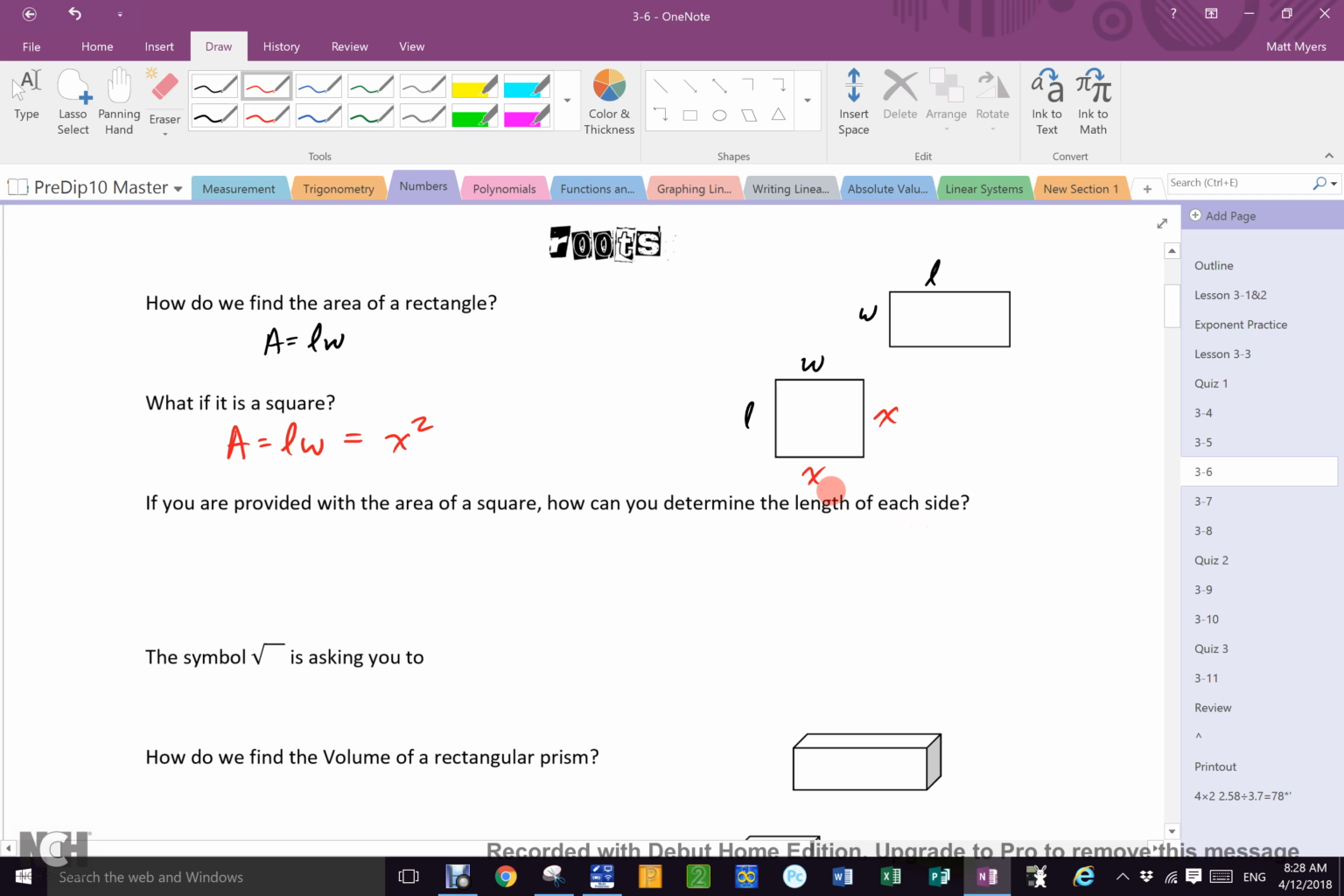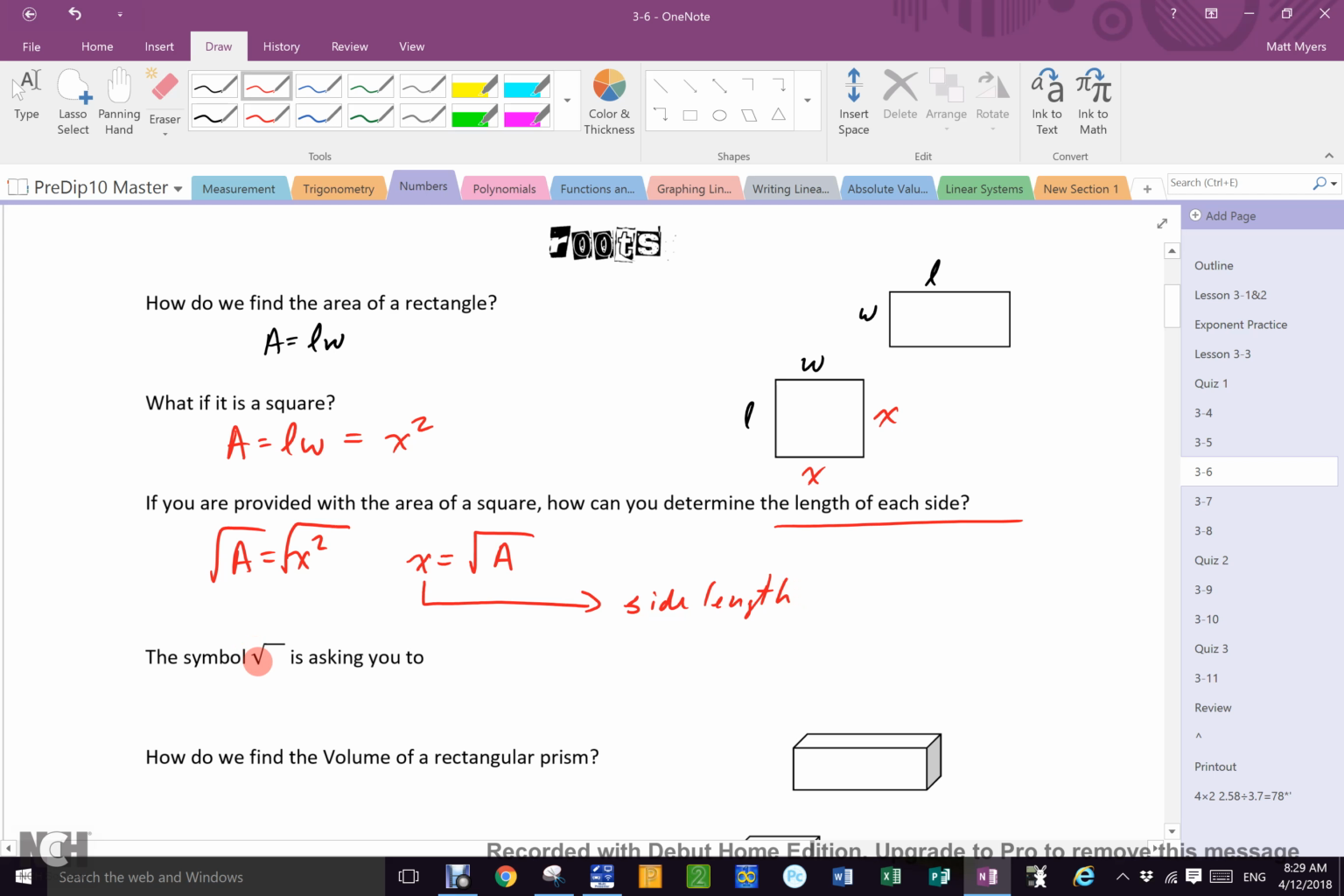If you're provided with the area of the square, how do you find the length of each side? Well, if area equals X squared, and I want the length of each side, that's X, right? I just do algebra. How do I get rid of a square? I square root. And X equals the square root of the area. And X is the side length. That's why we call square roots square roots. That's where the name comes from, because you get it by drawing a square. Everybody good? Concept? Everyone's fine?